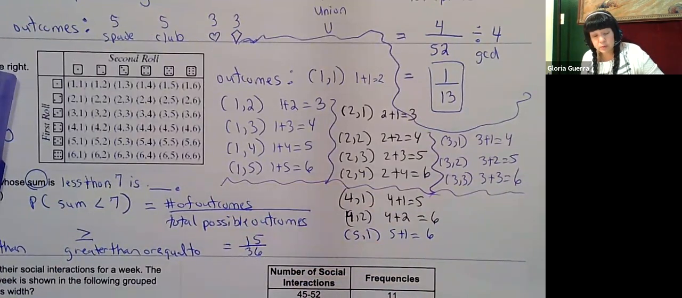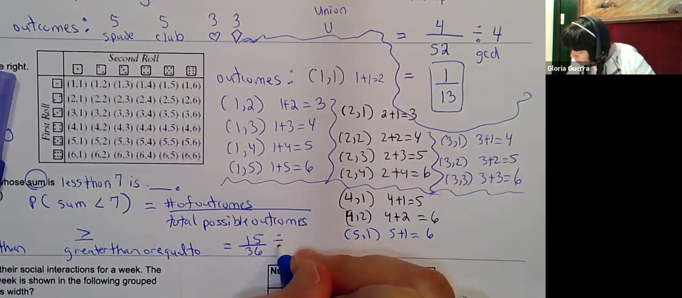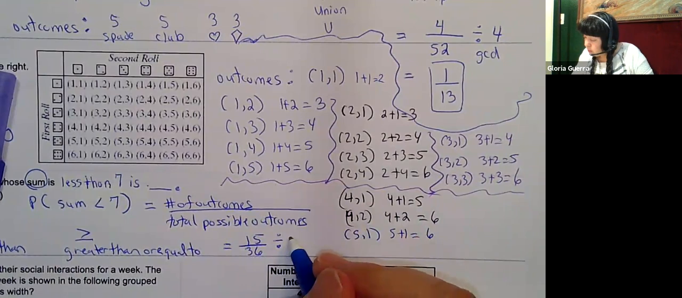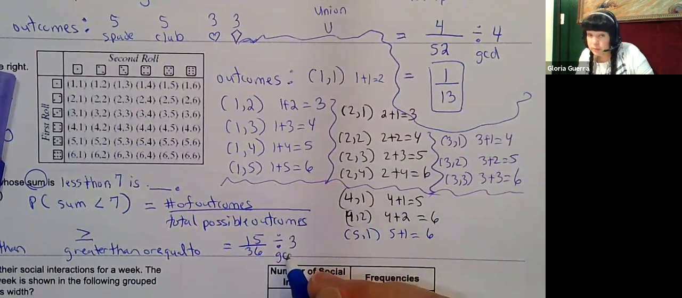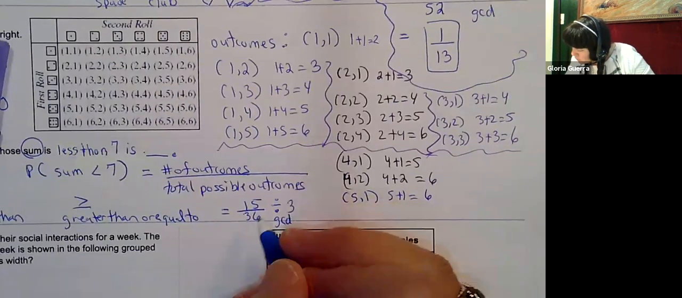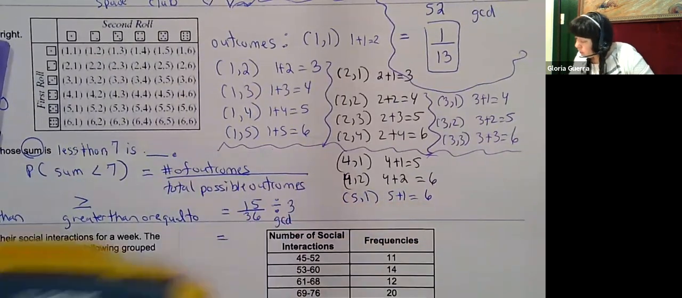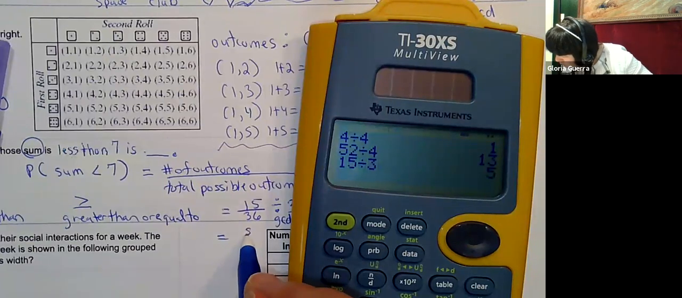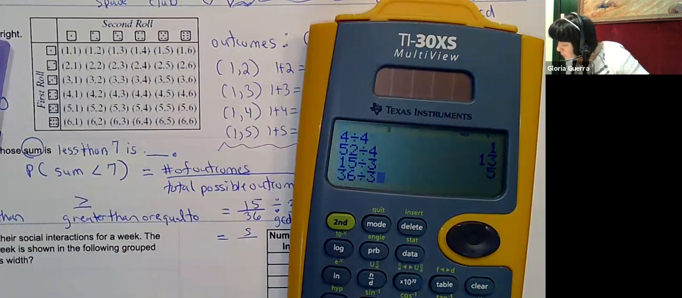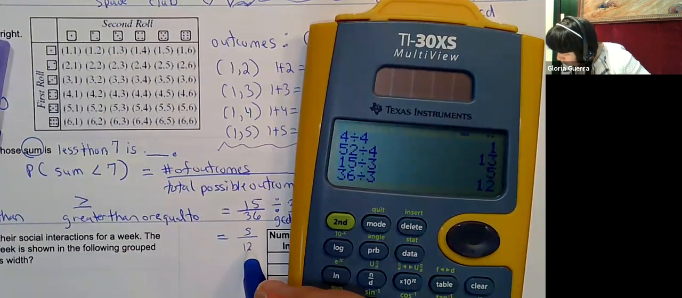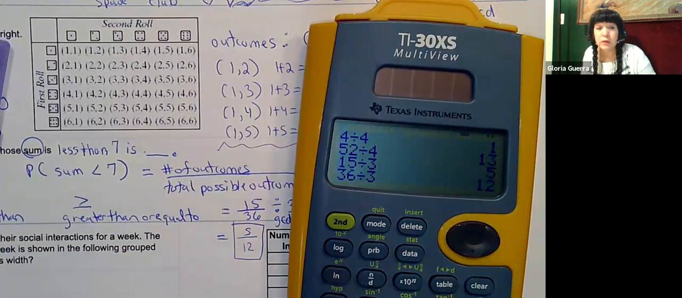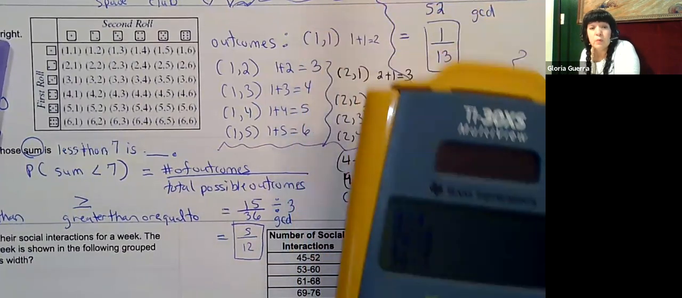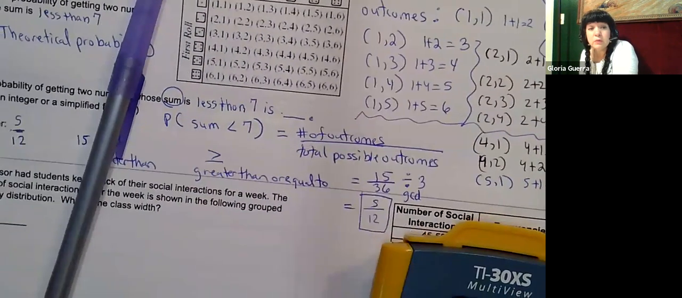And that can be reduced by what? By 3? Greatest common divisor by 3. So 15 divided by 3, right, is 5. And 36 divided by 3 is 12. Okay, and that should match what we had over here. Let's see. Okay.